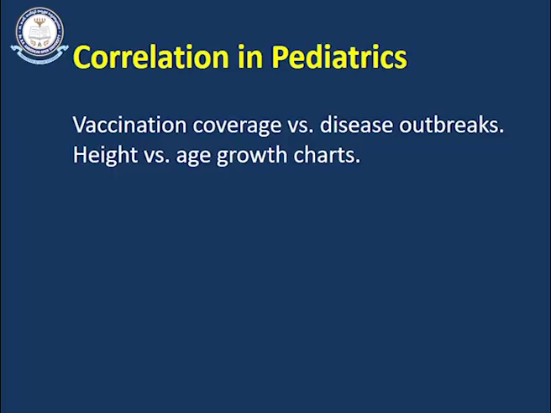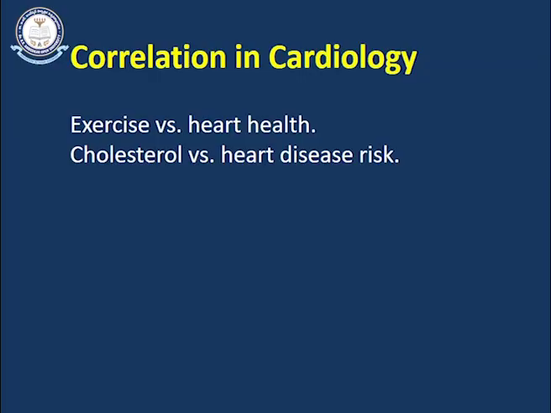Then, in children's healthcare, like pediatrics, correlations are also used quite often, like vaccination coverage to disease outbreaks. Height and age growth charts will also give you understanding. What is the age of the child and what is the height of the child? You can easily make out. And then in cardiology also, correlations are used, like exercise versus the health of the heart, and cholesterol and heart disease risk.